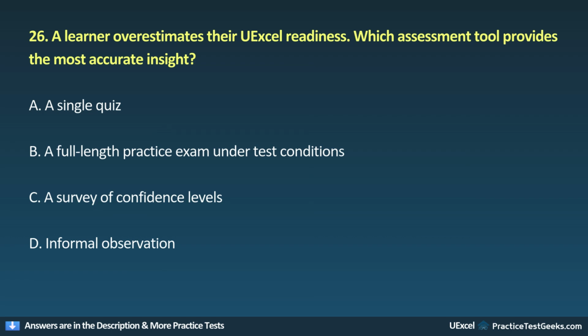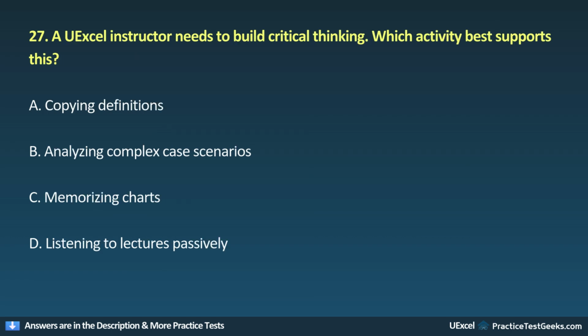D. Informal observation. 27. A UExcel instructor needs to build critical thinking. Which activity best supports this? A. Copying definitions. B. Analyzing complex case scenarios. C. Memorizing charts. D. Listening to lectures passively.